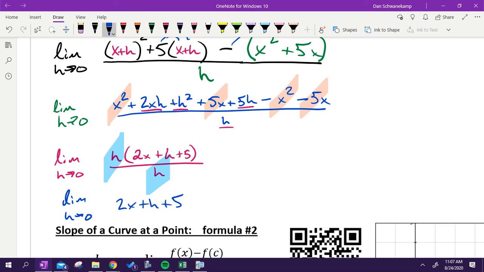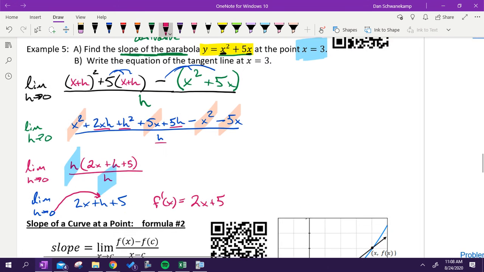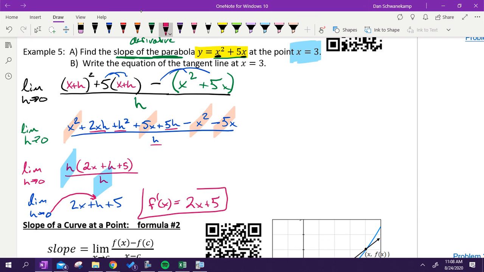I'm finding a limit. So what should I do with that 0? Plug it in for what? H. So what are you left with? f prime of x. This is the derivative formula. That's what we just found. This is the slope formula. This will tell me the slope of the parabola is going to be equal to just 2x plus 5. That is the derivative formula. That is part A. We found the slope of the parabola.